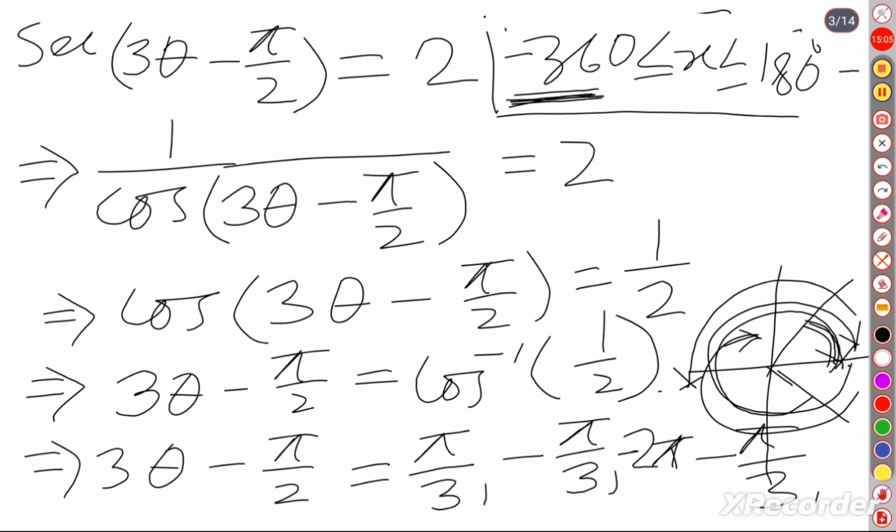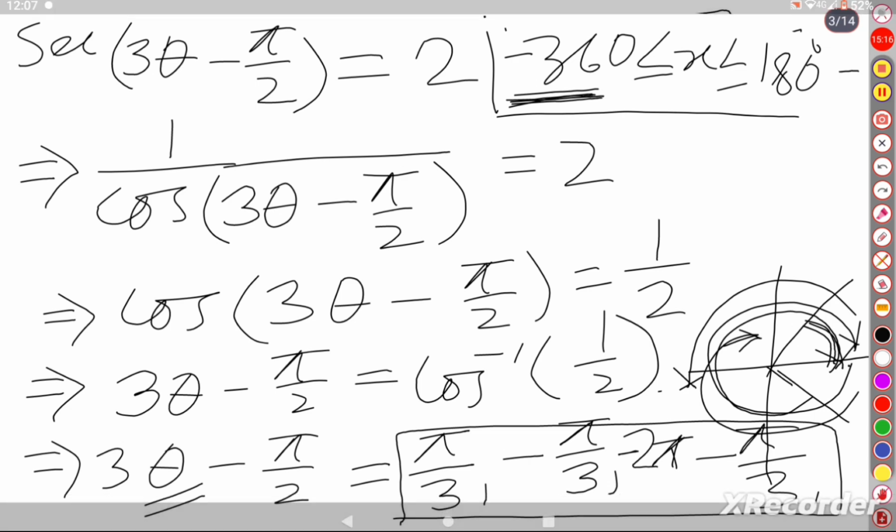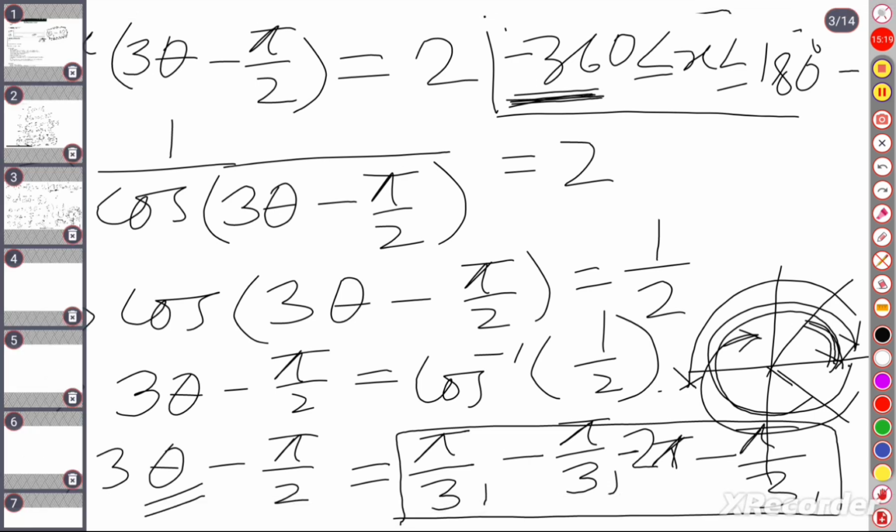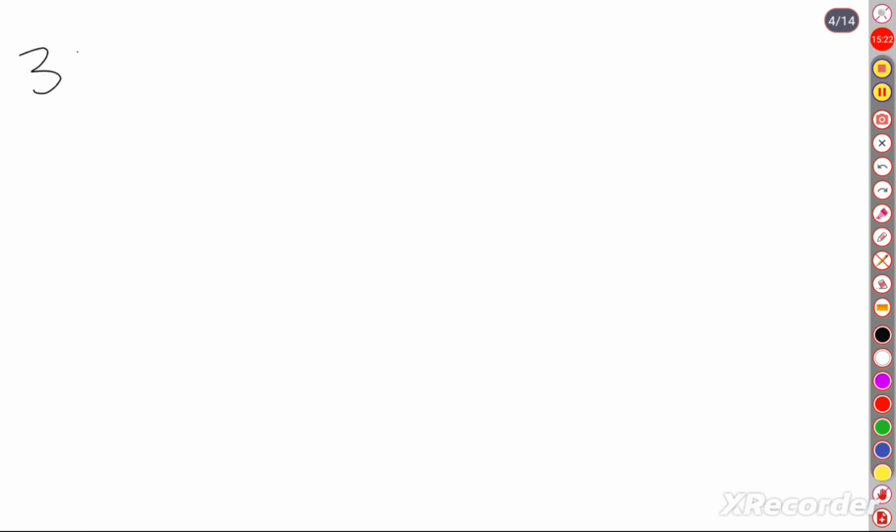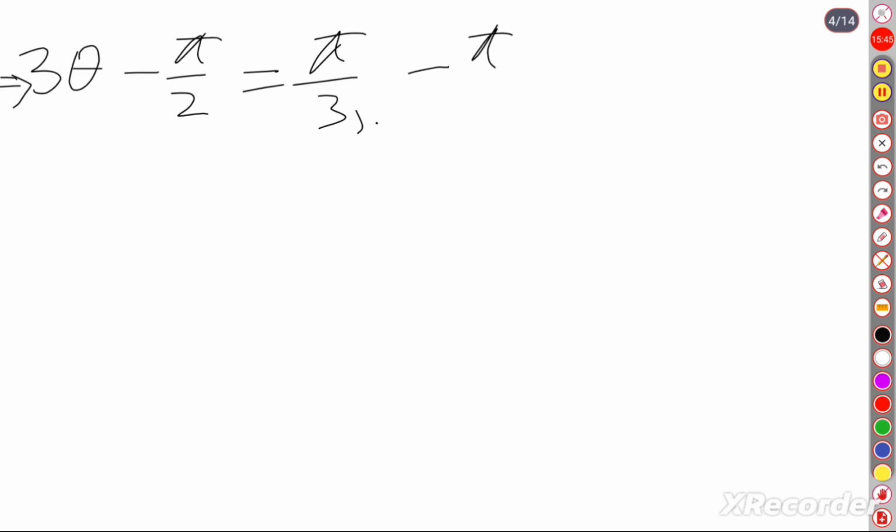So these three are the values for the given domain. Now we will identify. They told us not to find the domain, they told us to find the value of theta. Let's move on to the next page. So it is 3 theta minus pi over 2. We have got the first value was pi over 3, and the second one was negative pi over 3.